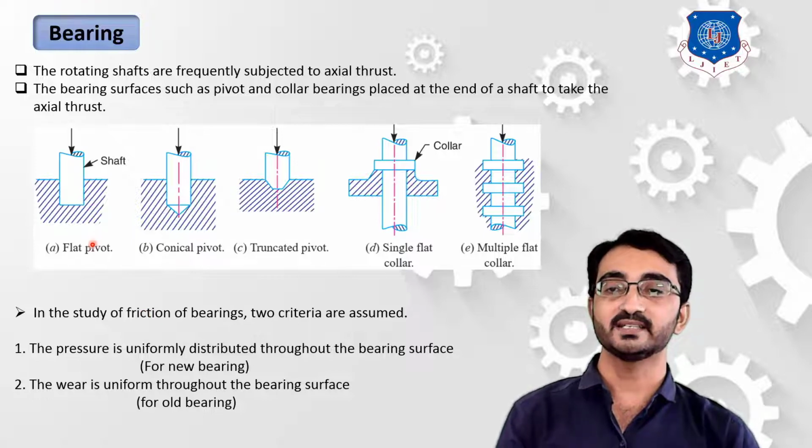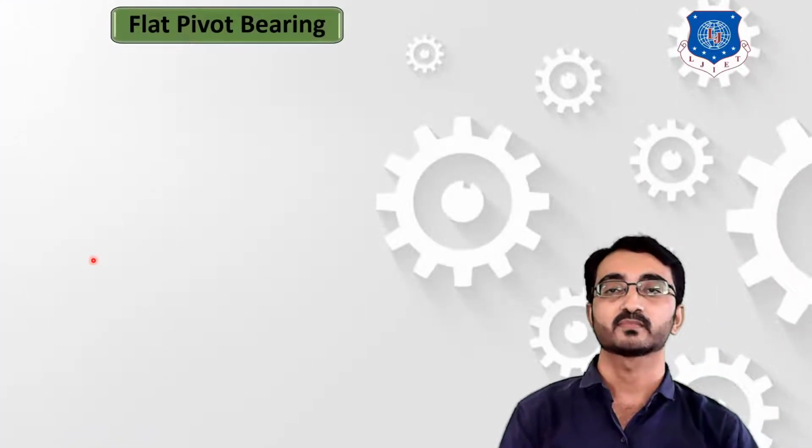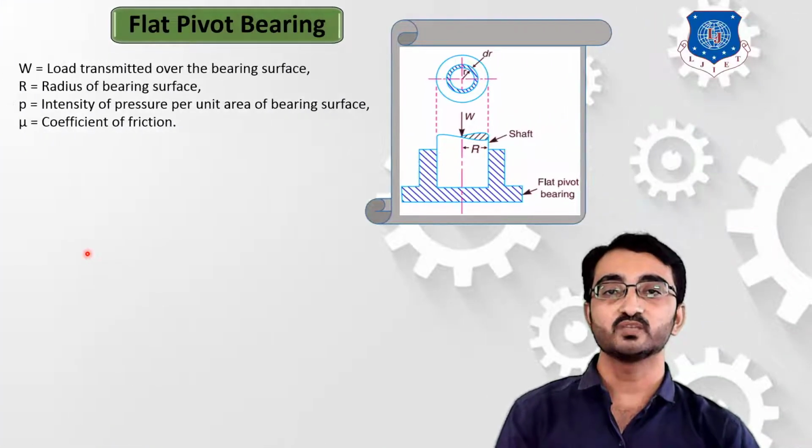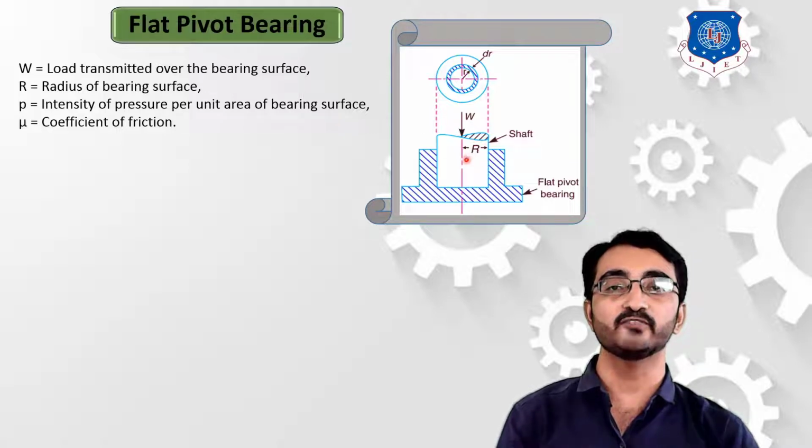So let's design the first type of bearing, that is the flat pivot bearing. As we can see over here, the contact surface between the shaft and the bearing is a flat surface, that's why it is termed a flat pivot bearing. The bottom portion is the front view of the flat pivot bearing, and the upper portion represents the top view. You can see that the flat surface is in contact.